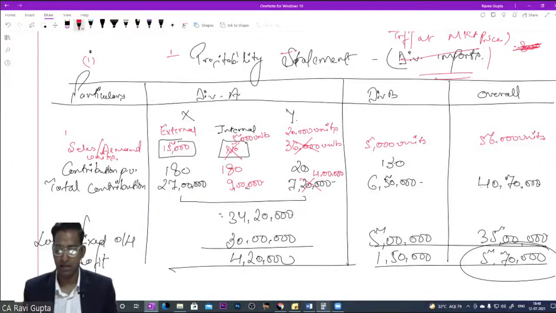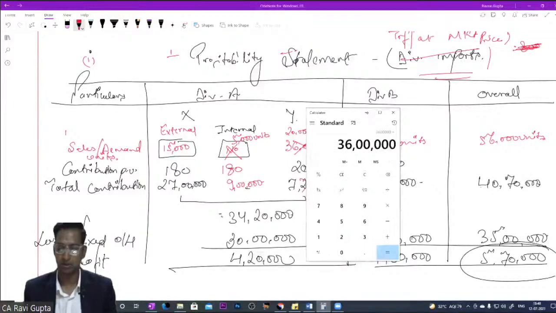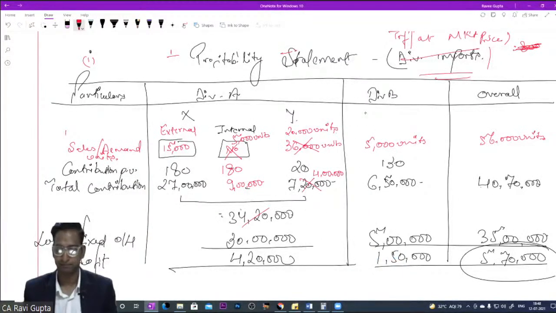And if we now add 27 lakhs plus 9 lakhs plus 4 lakhs, this comes 40 lakhs. And we have 30 lakhs as a fixed cost. So it will be 10 lakh rupees. Fine. Okay.